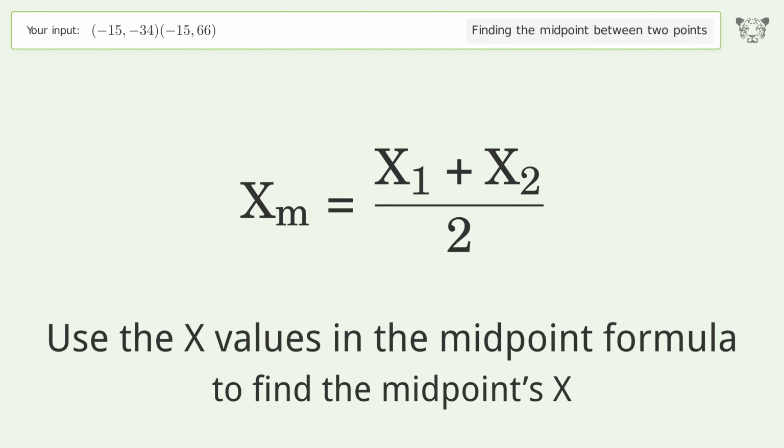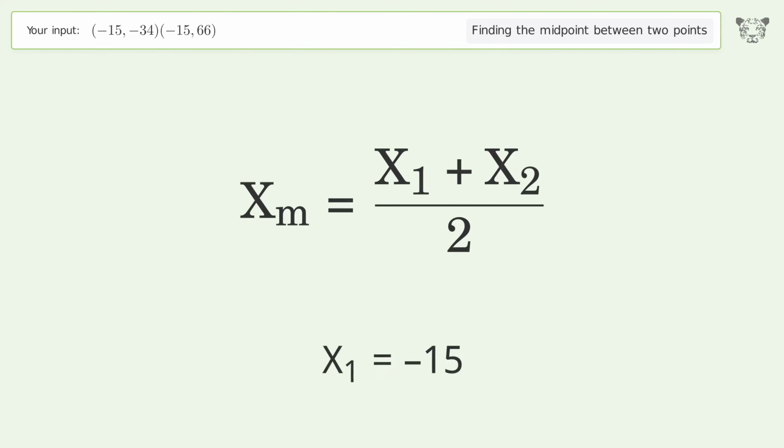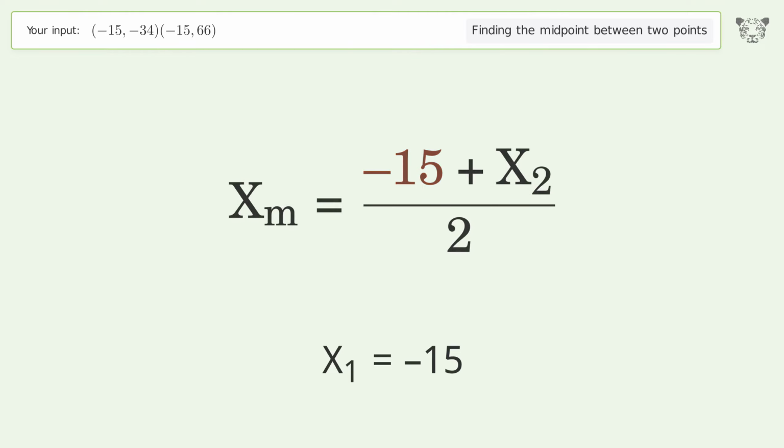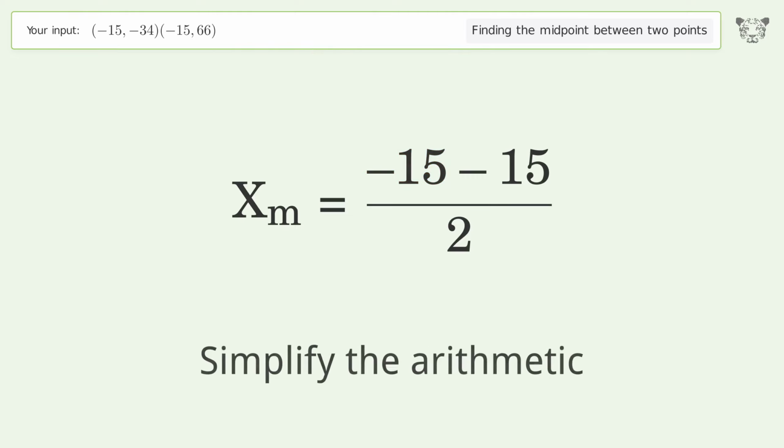Use the x values in the midpoint formula to find the midpoint's x. x1 equals -15. x2 equals -15. Simplify the arithmetic.